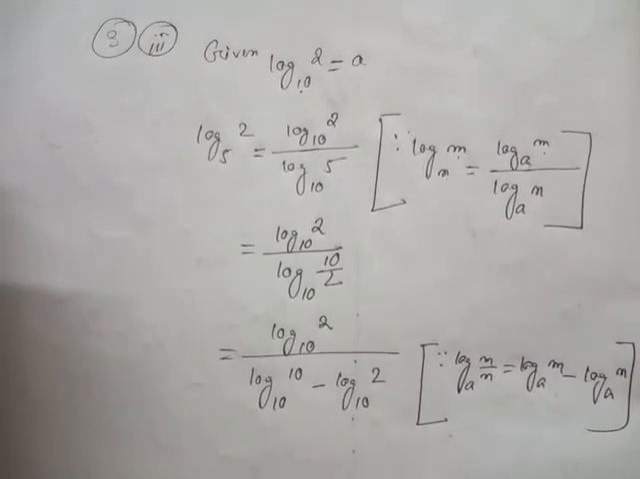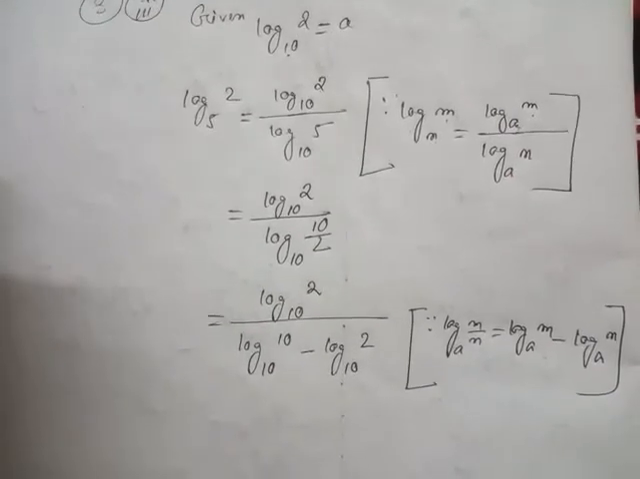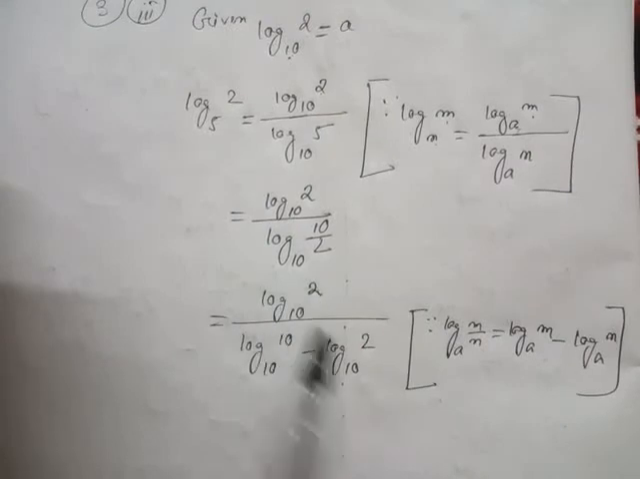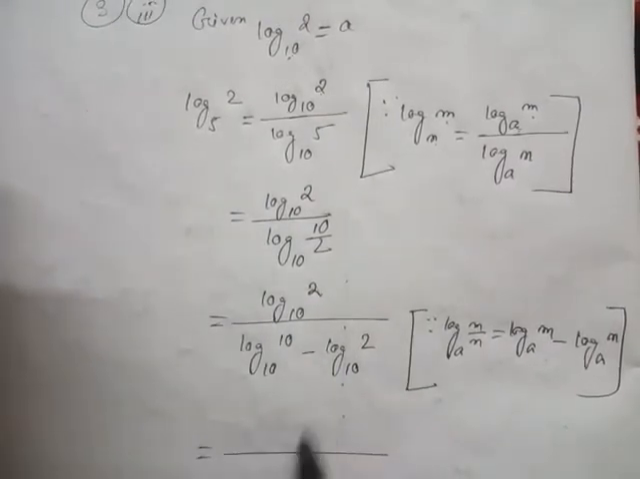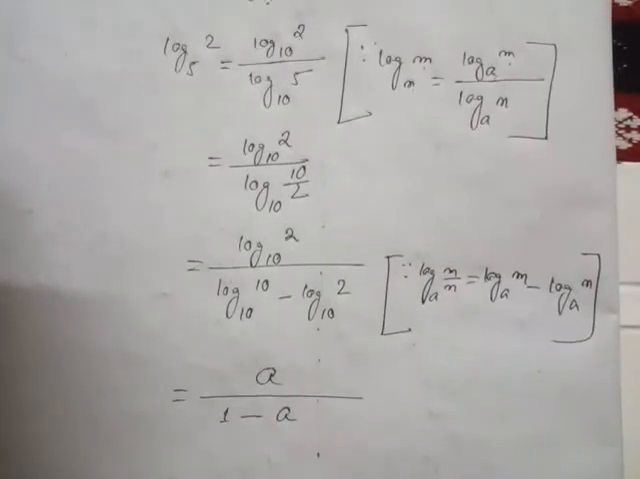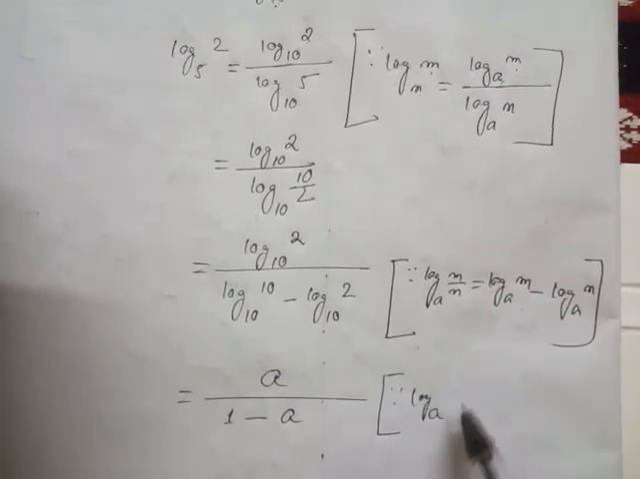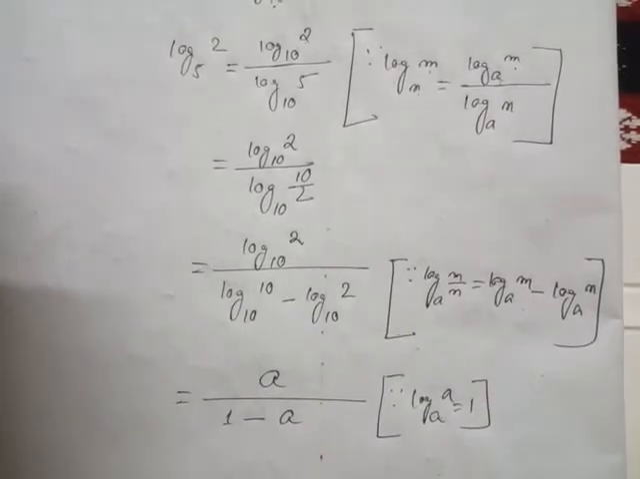Now look student, log base 10 of 10 equals 1 obviously. Log base 10 of 2 equals a, so a will be put down here, and a again here, but there is only 1. So I am writing a over 1 minus a. Why? Since log base a of a equals 1. Our first one is done.